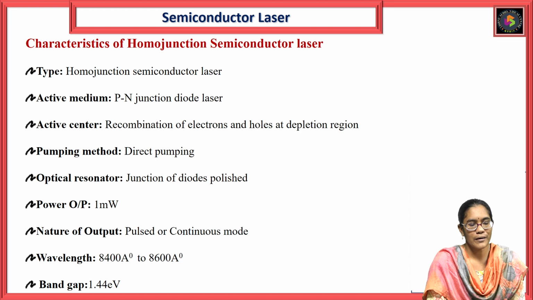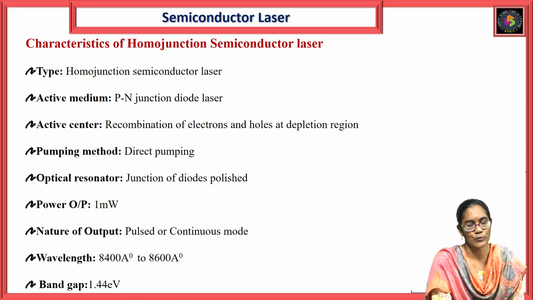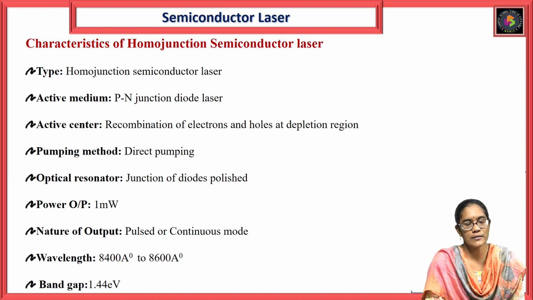And for the homojunction semiconductor laser, we are using gallium arsenide as the example. For that the band gap is 1.44 electron volt. So these are a few characteristics of the homojunction diode laser.